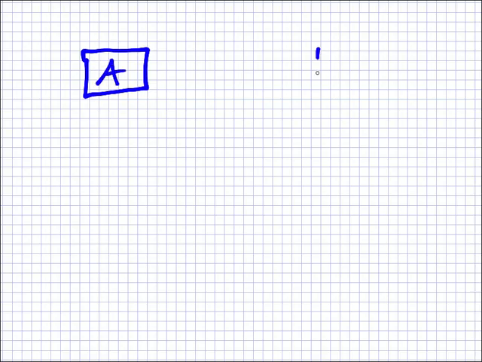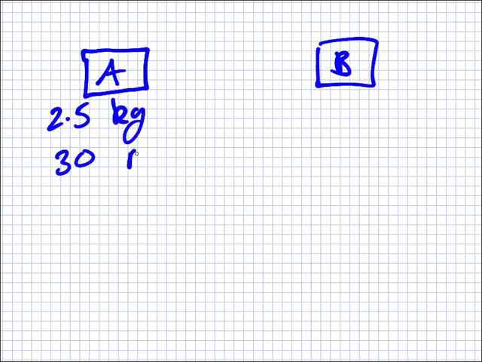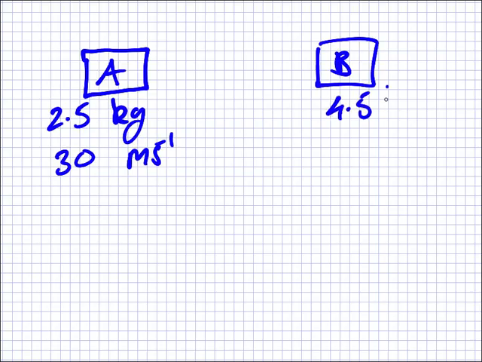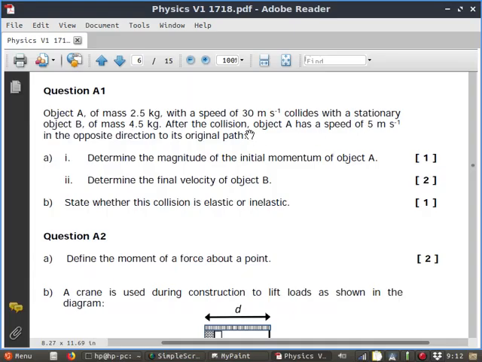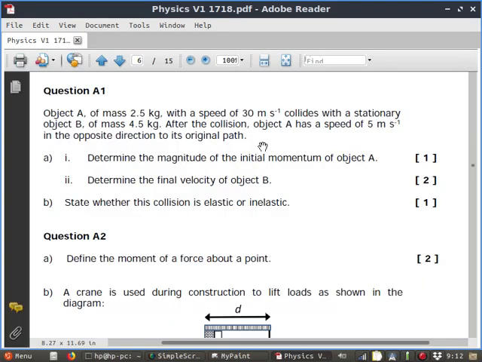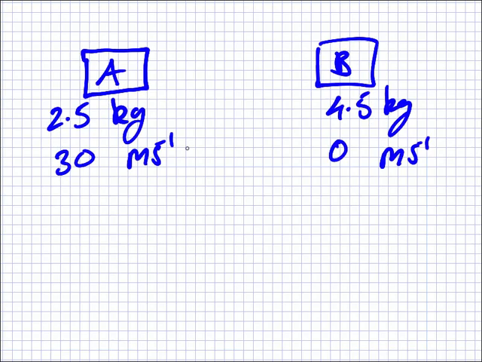Object A is 2.5 kilograms at 30 meters per second. And the other one is 4.5 kilograms, at rest, so its speed is 0. And then it says, after the collision, A has a speed of 5 in the opposite direction. So afterwards, this is going at -5, and this is going at v.